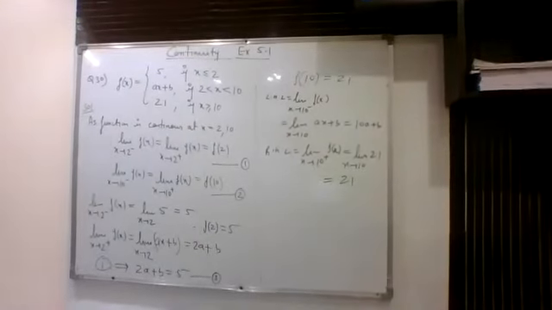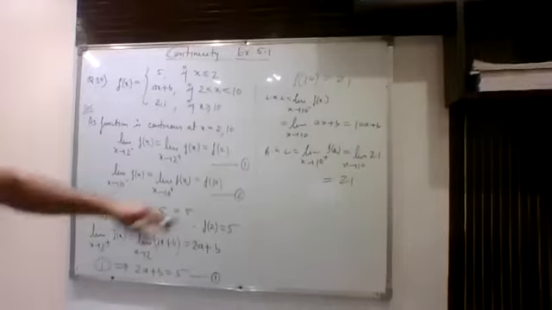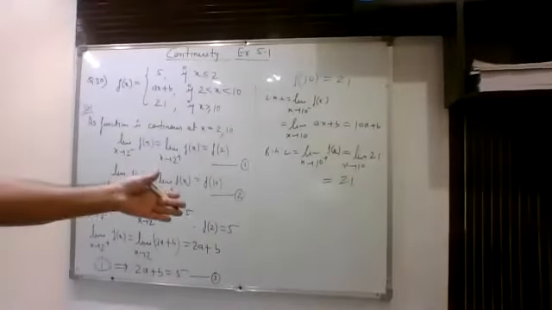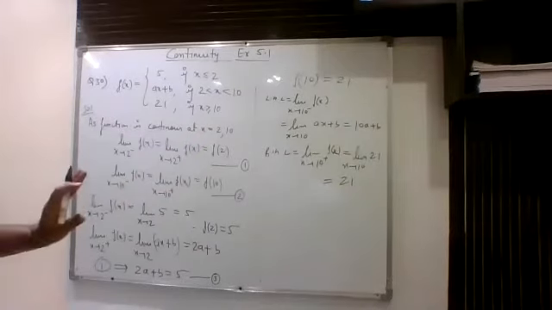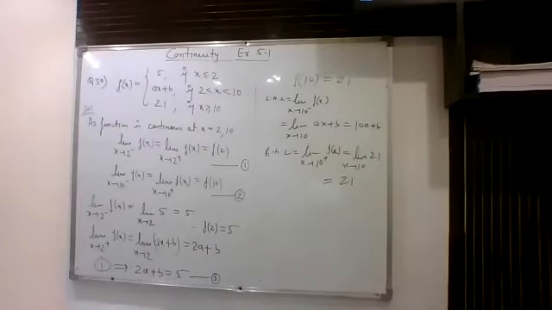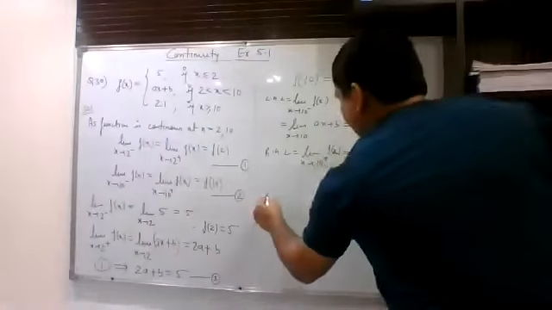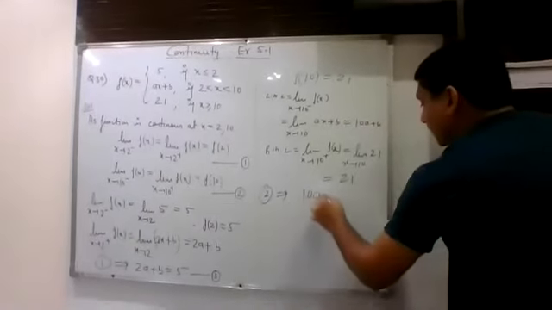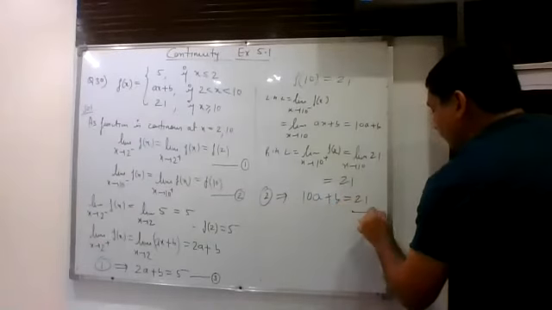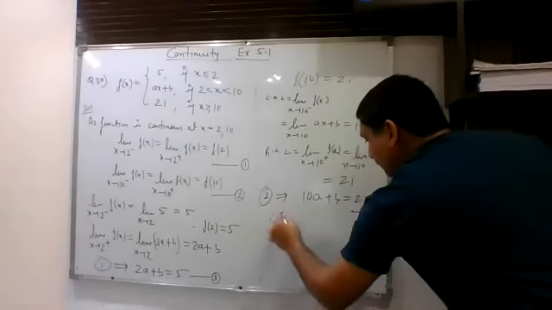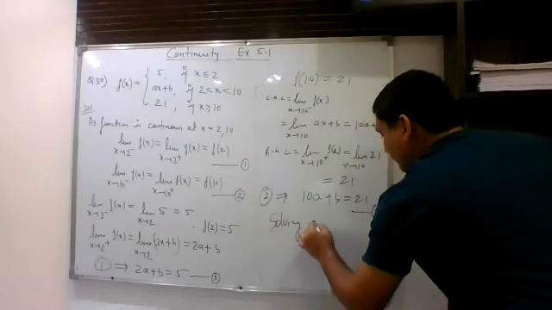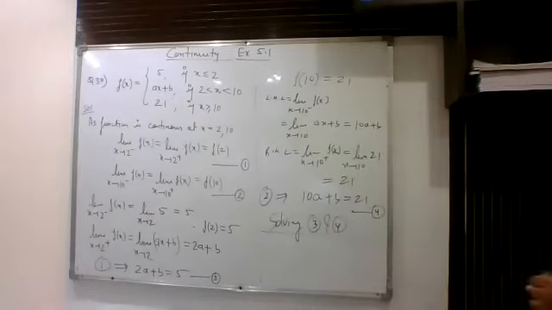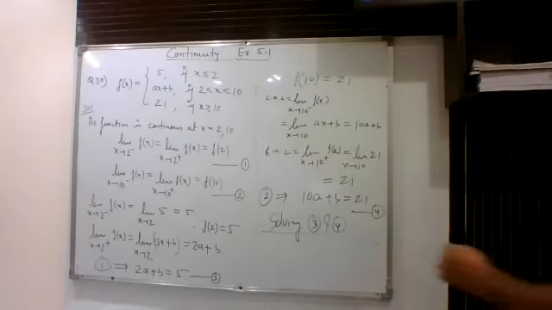So we had found out the left hand limit, right hand limit, and even we had found out that f applied to 10 also. So now from number 2, you will just substitute the value, equate them, and you will get another equation. So when we substitute this in number 2, you will get 10a plus b is equal to 21. Call it as number 4. Now solving 3 and 4, just solve 3 and 4 and get the value of a and b.